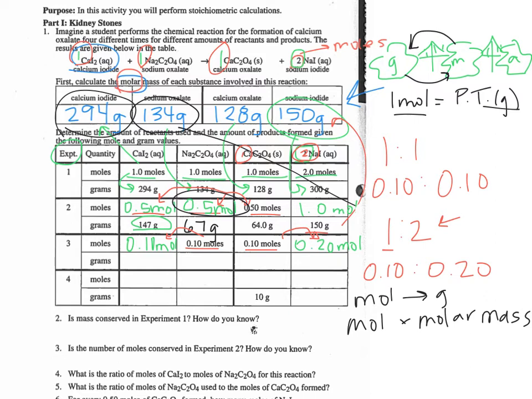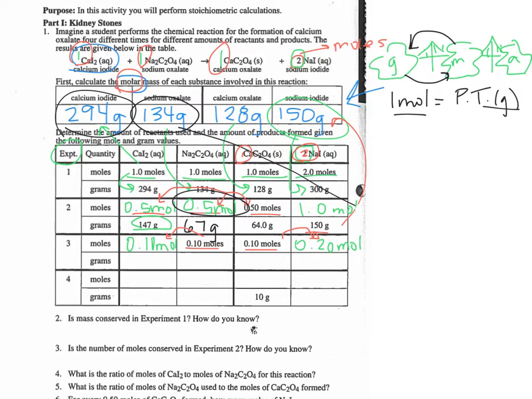So let's take a look at calcium iodide first. In calcium iodide, we have 0.10 moles. And remember, the molar mass is 294, so we can just do 0.1 times 294, which will give you 29.4 grams. So that's how many grams are in 0.1 moles of calcium iodide. So 29.4 goes right there.